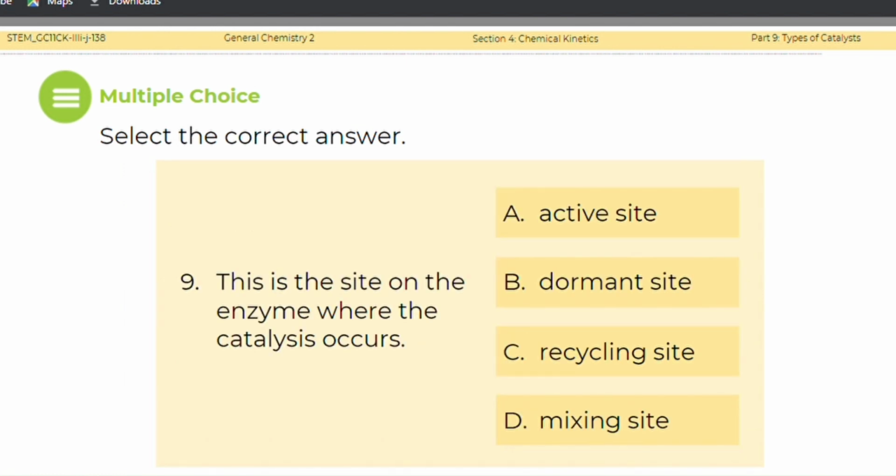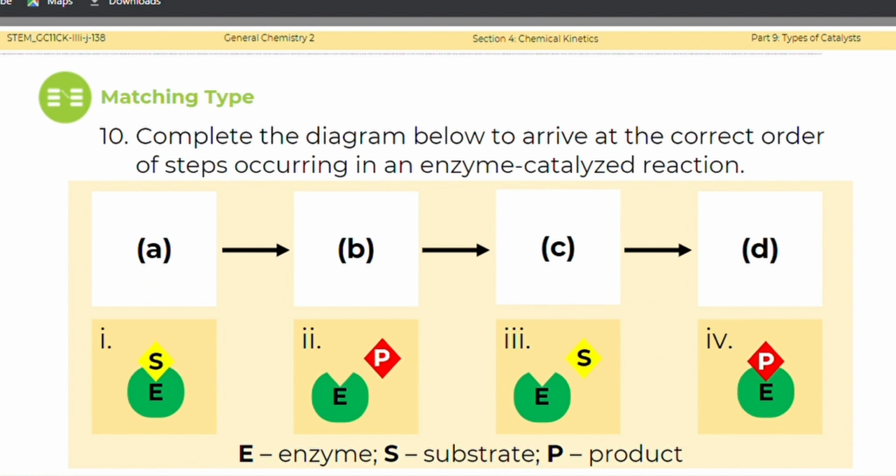Number 9. This is the site on the enzyme where the catalysis occurs. Select the correct answer. Lastly, number 10, complete the diagram below to arrive at the correct order of steps occurring in an enzyme-catalyzed reaction.